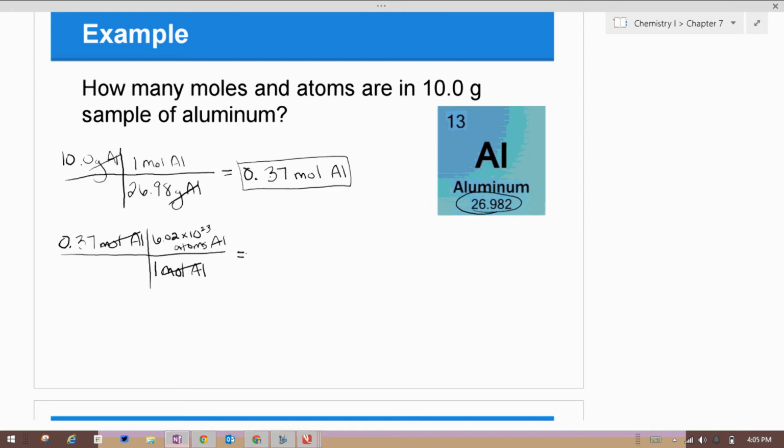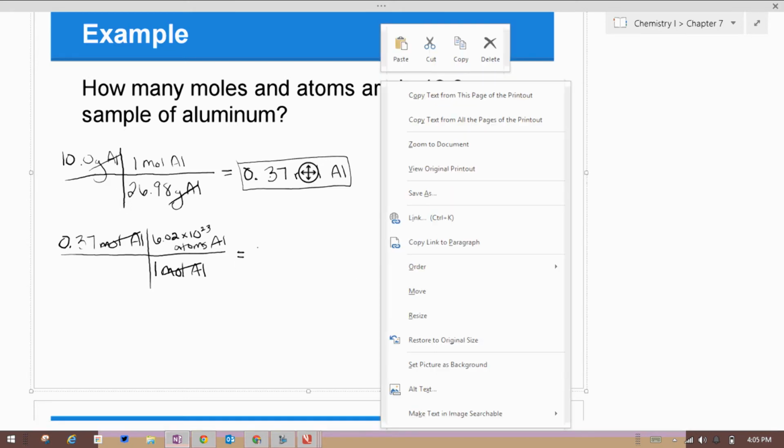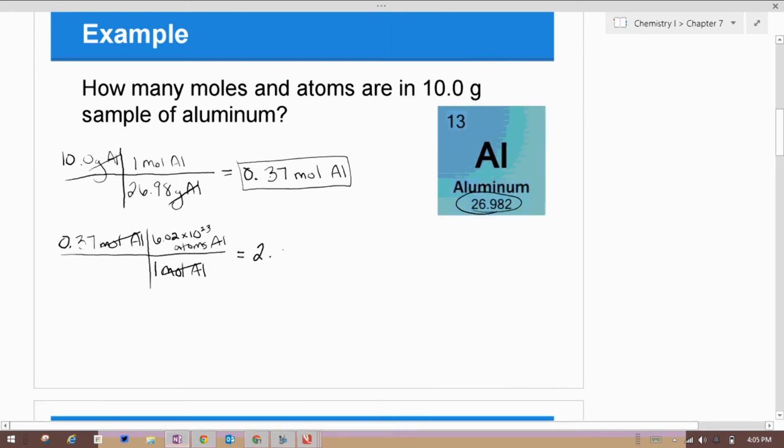I get a long number. I'm going to round it to 2 decimal places, and I get 2.23. And if I look at the very end of the number, I see that E, which tells me times 10 to the 23rd atoms of aluminum.